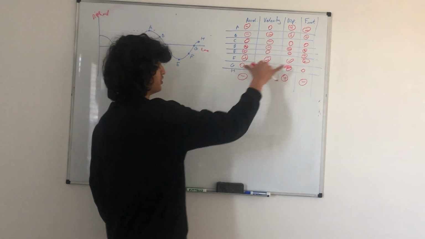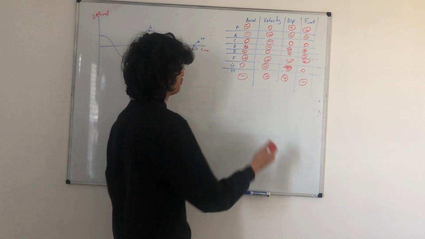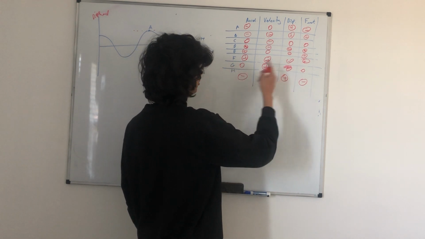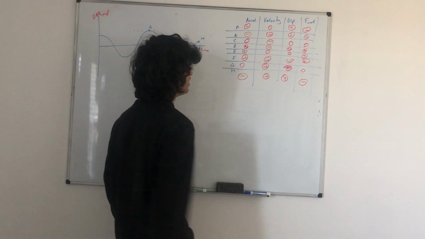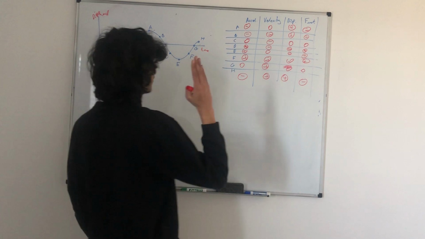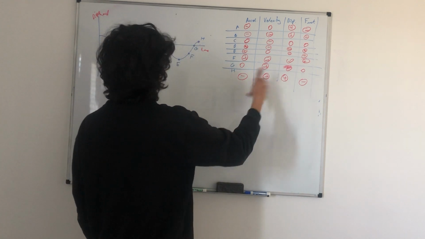So the acceleration and the net force are positive, the displacement is negative, and our velocity is positive. At point G, the acceleration, the displacement, the F net, they're all 0, and the velocity is positive. And then for point H, the velocity is positive, the displacement is positive, and the F net and acceleration are negative.